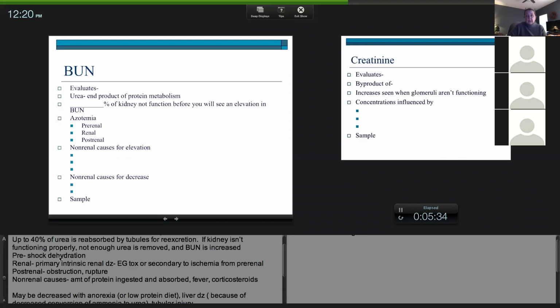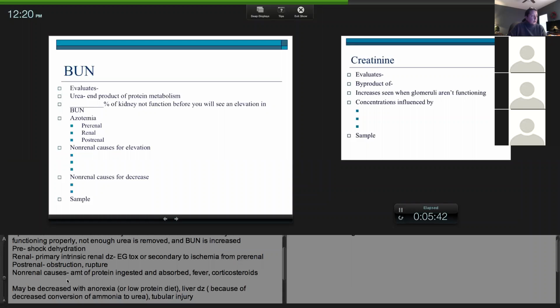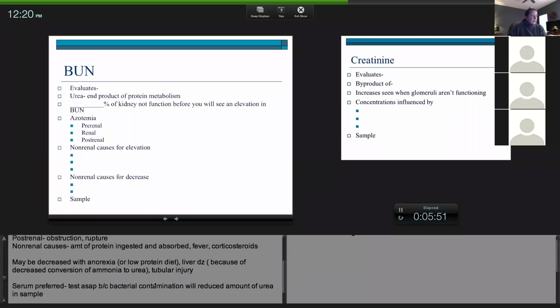And again, shock can cause a lack of blood flow due to low blood pressure, if the animal is severely dehydrated. Now, some non-renal causes, again, protein, fever, steroids, things that we have to look at.